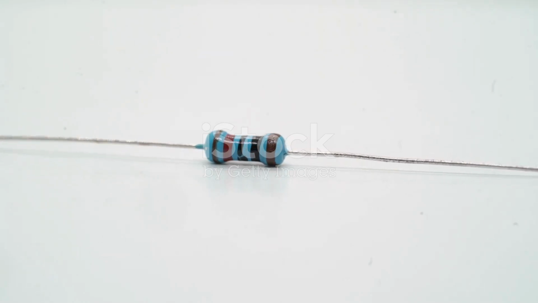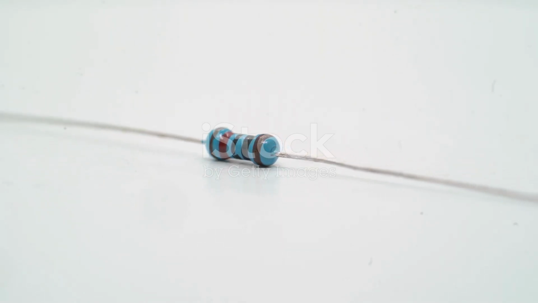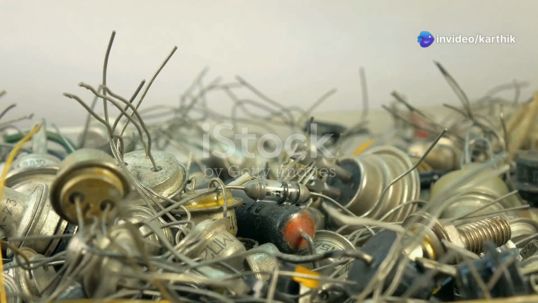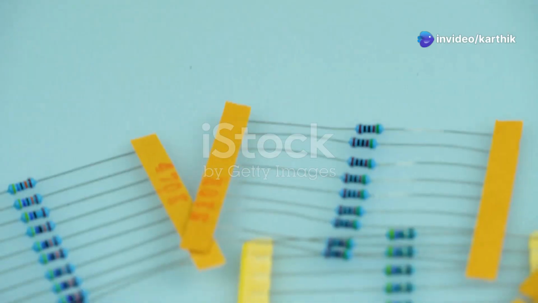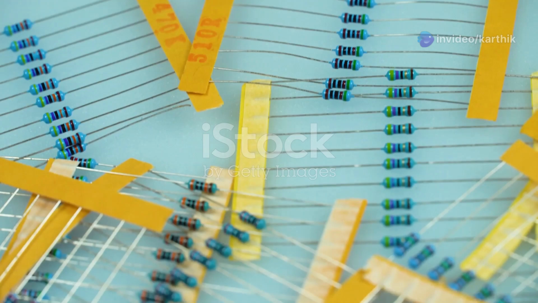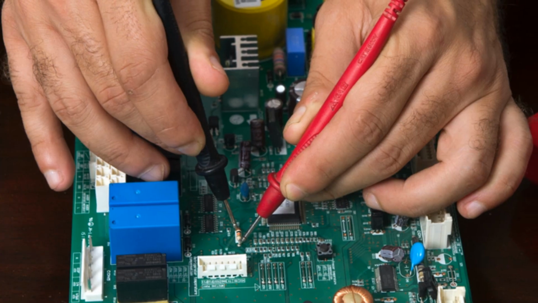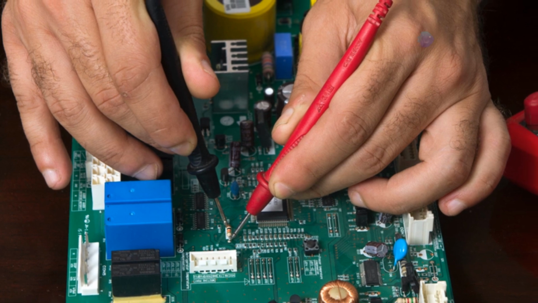Section 5: Types of resistors and their applications, a world of choices. Resistors come in various types, each with unique characteristics and applications. Some common types include carbon composition resistors, which are made from carbon mixed with a binder. They are inexpensive and widely used in low-power applications.